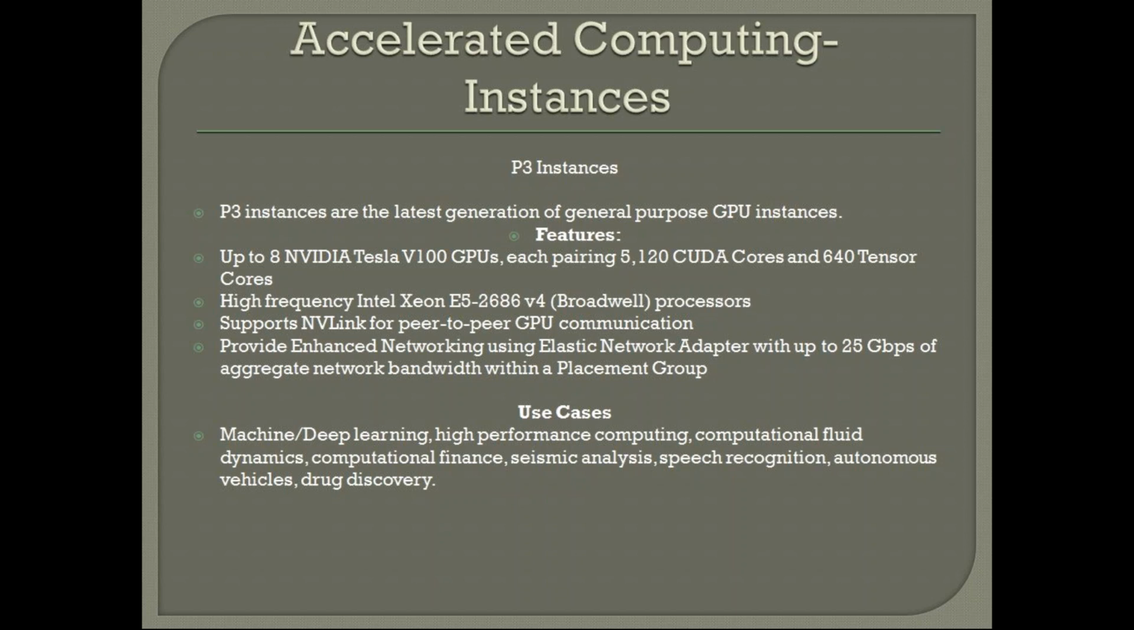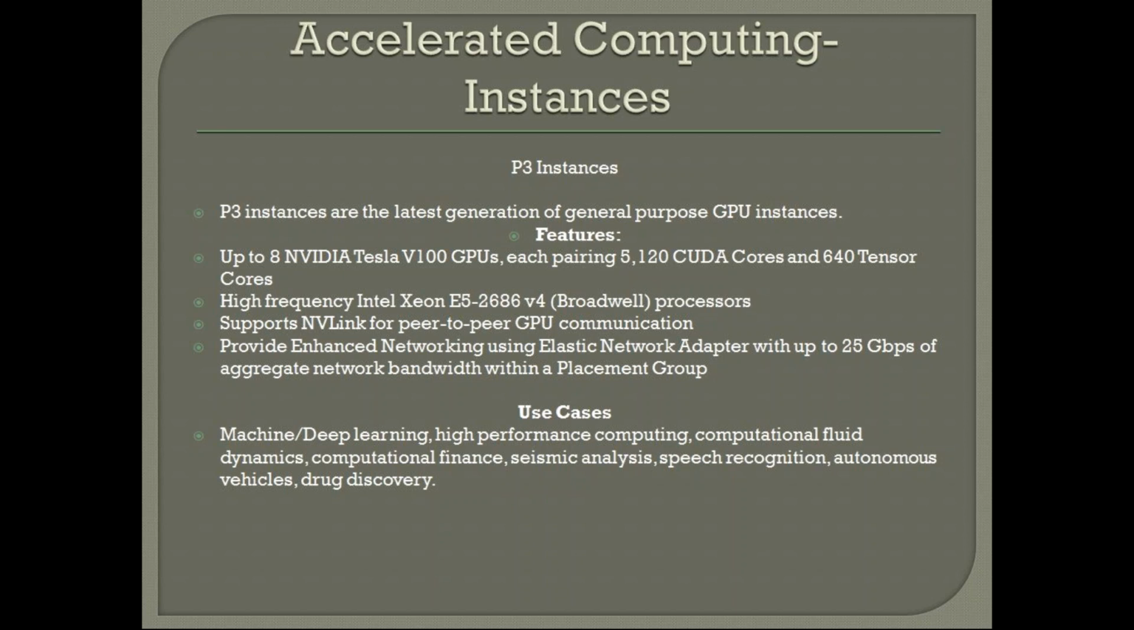Provides enhanced networking using elastic network adapter, up to 25 Gbps of aggregate network bandwidth within a placement group. So within a group, if we are adding peer-to-peer GPU communication, and we are adding n number of accelerated compute instances, for example 5 instances at different places inside the data center, inside a VPC, you will have a communication between those peers. So those communications can be enhanced using the elastic network adapter, up to 25 Gbps of aggregate network bandwidth within a placement group.